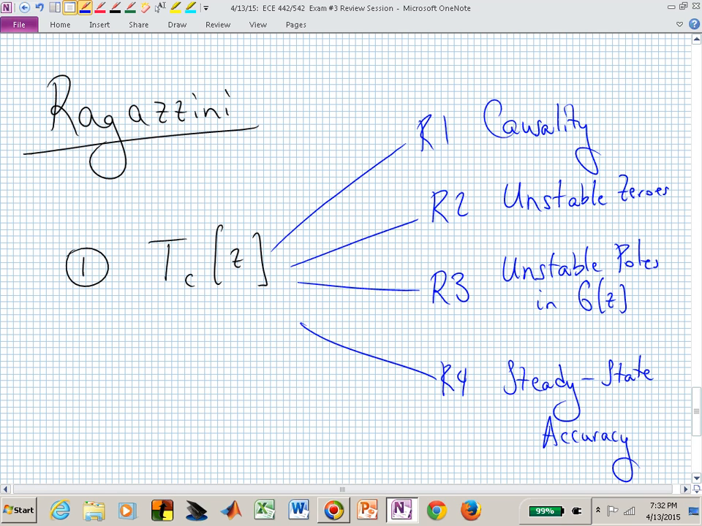Can we keep track of all that? And on the exam, write things down. Don't try to keep everything in your head. Just write that stuff down. Oh, two unstable zeros. I need to worry about restriction 2.